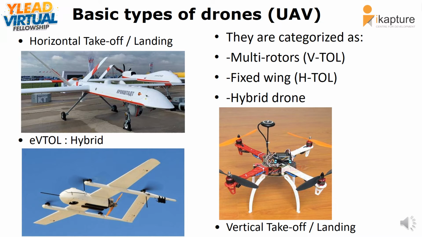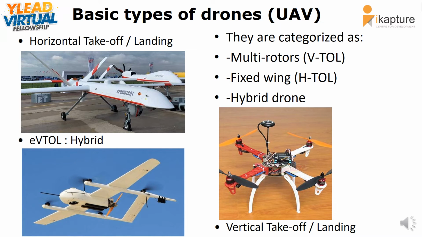Types of drones. In case you don't know, these are the basic types of drones. We have the horizontal takeoff and landing drones. Then we also have the vertical takeoff and landing drones. Then we have the eVTOL, which is the hybrid, most times they call it.